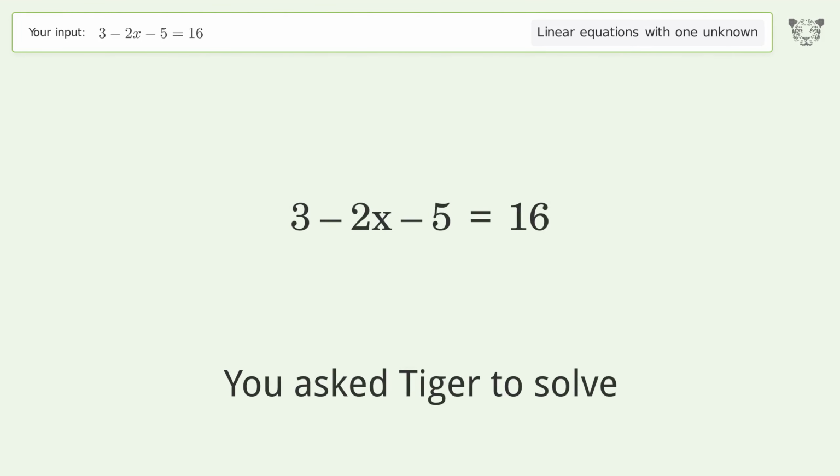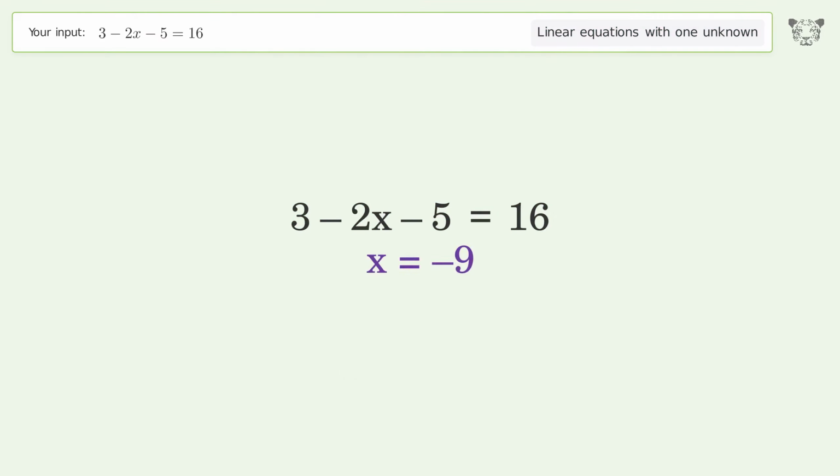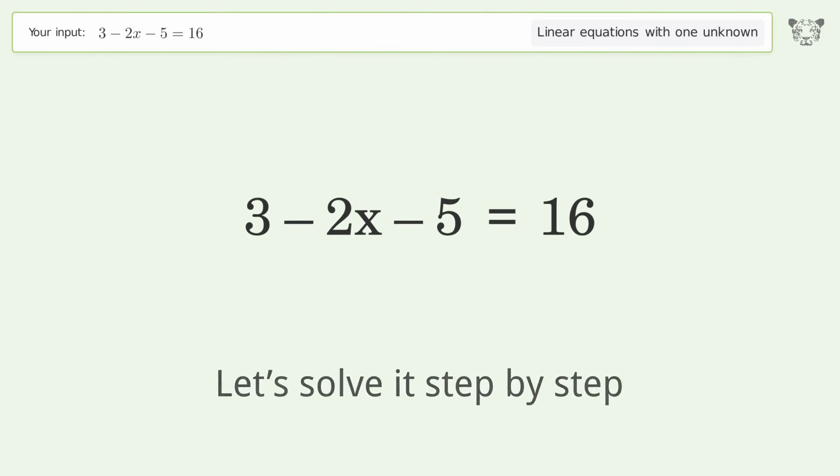You ask Tiger to solve this. This deals with linear equations with one unknown. The final result is x equals -9. Let's solve it step by step.